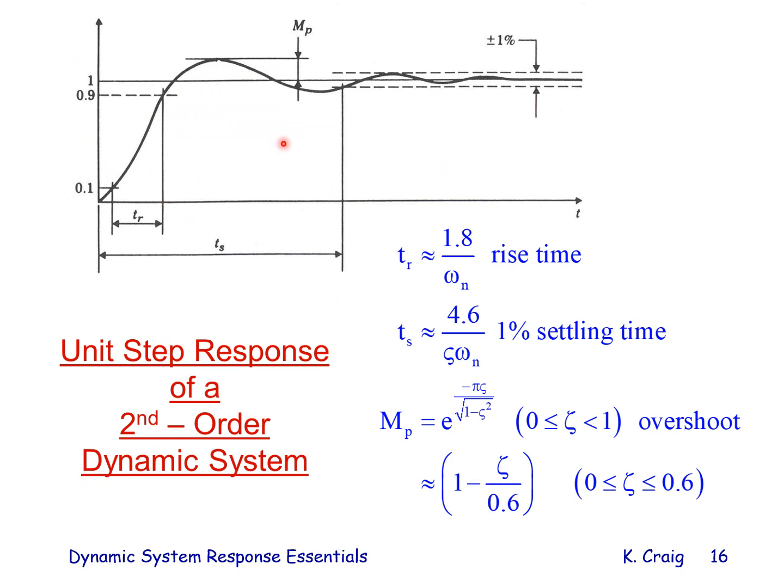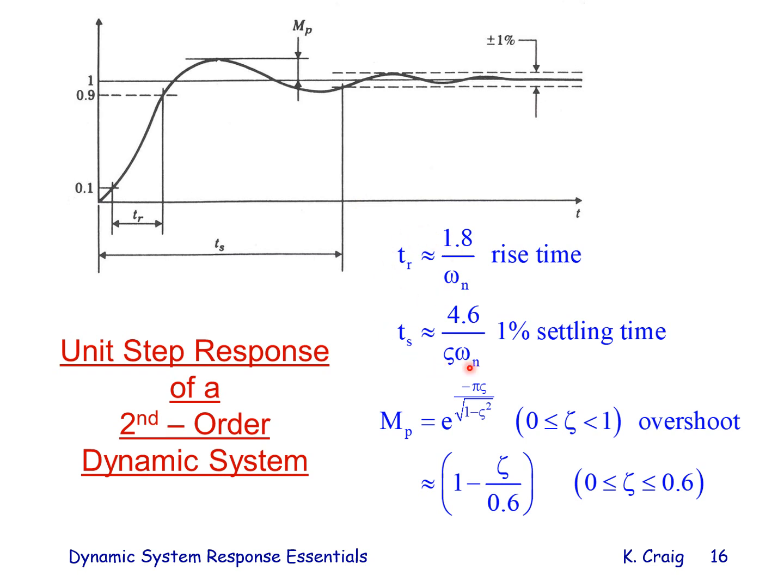Here's a picture of that step response. The rise time is the time it takes to go from 10% to 90% of the steady state value. M sub p is the overshoot, usually expressed as a percent. The settling time, the 1% settling time, is the time it takes to get and stay within 1% of the final value of the steady state value. And there's the settling time.